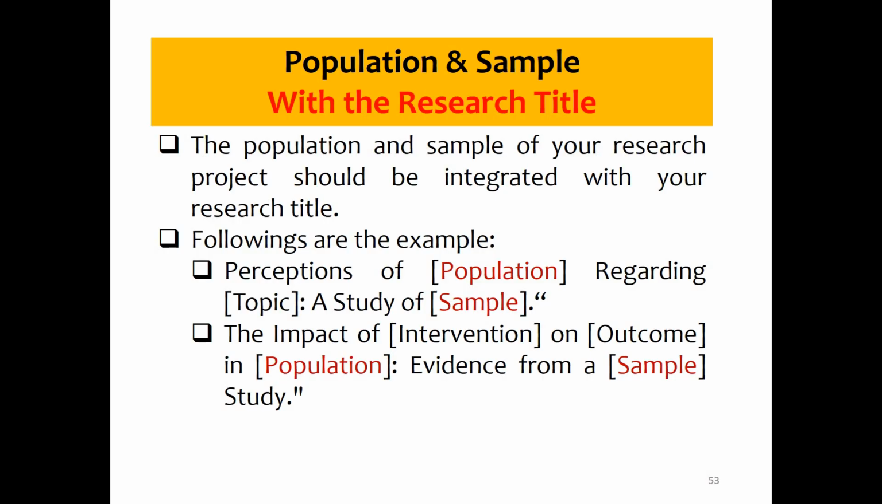Without the population and sample in your research title, your research project may seem to be a broader one. Therefore, you have to incorporate the population and sample in the title of your research. There are two examples. The first example is perceptions of population regarding topic, a study of sample. It is clear that without the population and sample, the research study becomes meaningless. The second example is the impact of intervention on outcome in population, evidence from a sample study.